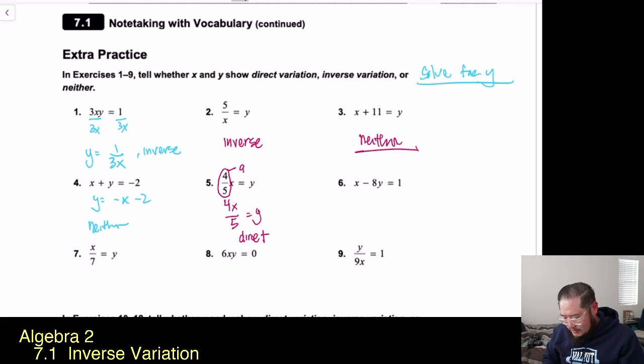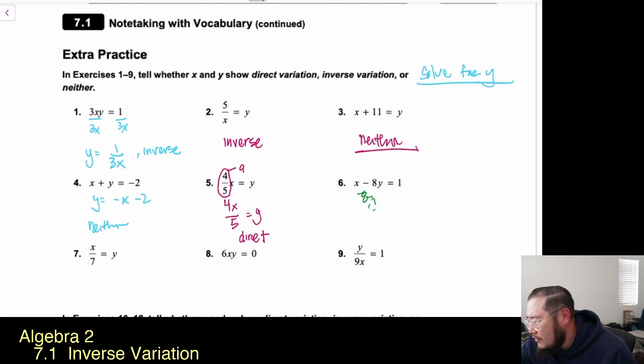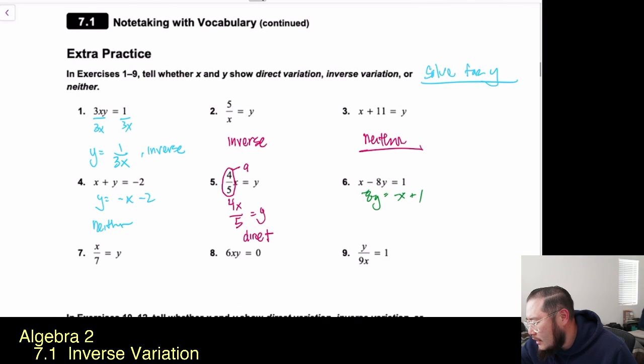Let's take a look at number 6. Let's see what we have here. We get y by itself. We'll try to put things together. I'll go ahead and subtract x to both sides. Divide everything by negative 8, and I got ourselves x over 8 minus 1 over 8. That does not look like any type of variation right here. And this, once again, is neither.